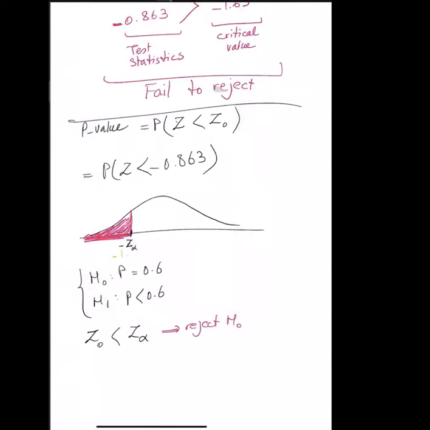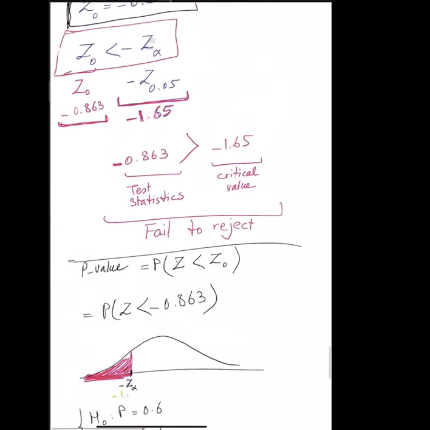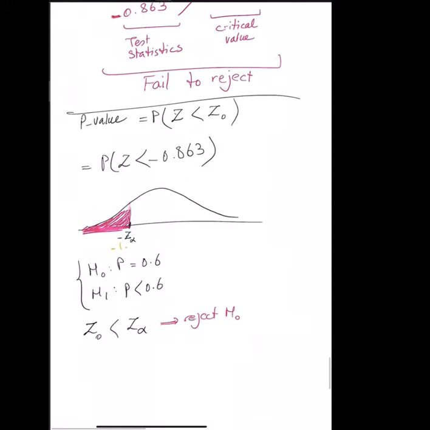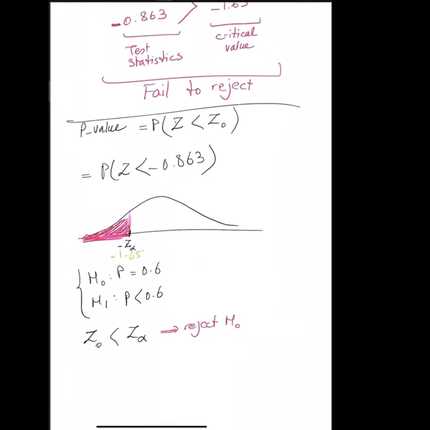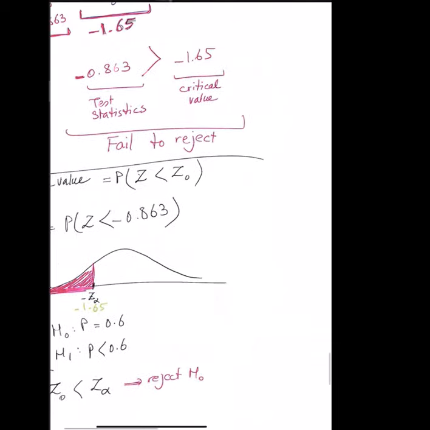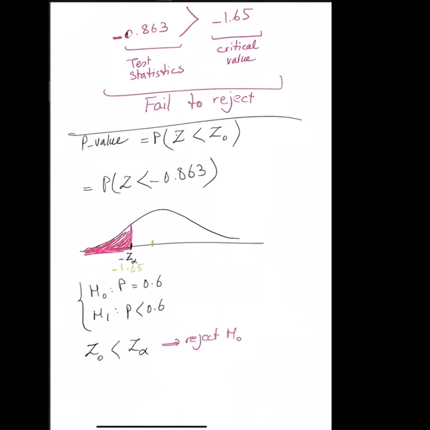minus 1.65. And the value of our test statistics also ended up to be minus 0.86. So since the value of our test statistics, this is our z naught, is not less than our critical value, then we failed to reject H0. Okay?